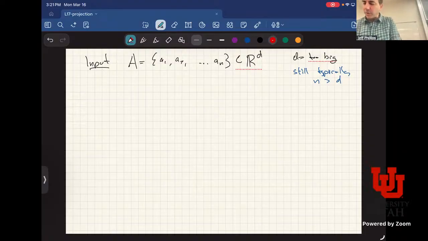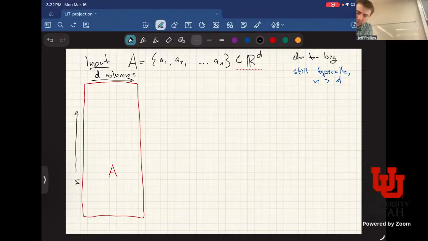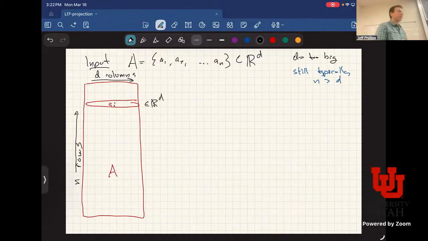And so then we can draw this as a picture for A. You can think of it as a matrix, where I'm going to have d columns, and we're going to have n of these rows. So n rows and d columns, and then I will have one of these, this is going to be a_i. This will be one of the data points, and this data point will live in R^d. So this will be one data point, and I'm just going to stack them.